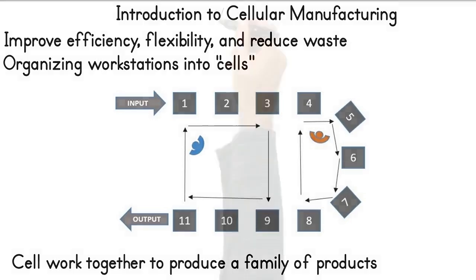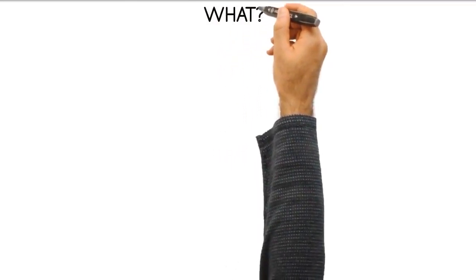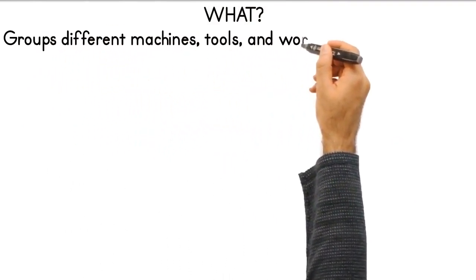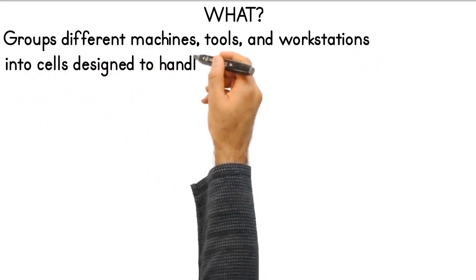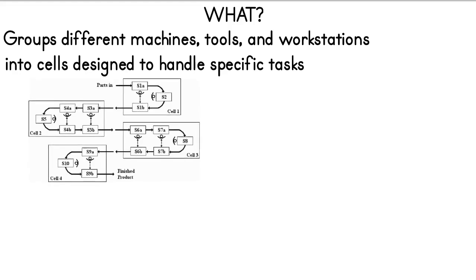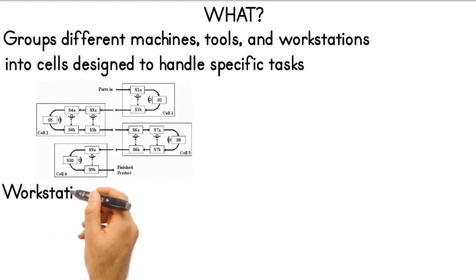This report explains the concept of cellular manufacturing using the 5W1H framework: who, what, when, where, why, and how. What is cellular manufacturing? Cellular manufacturing is a production strategy that groups different machines, tools, and workstations into cells designed to handle a specific set of related tasks or products. The purpose of cellular manufacturing is to optimize the production process by reducing material handling time, minimizing delays, and improving communication among workers in the cell.